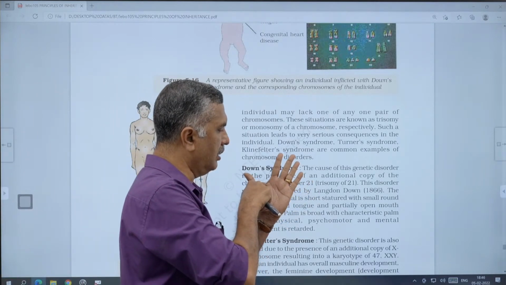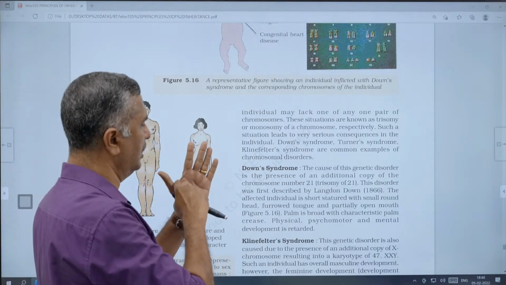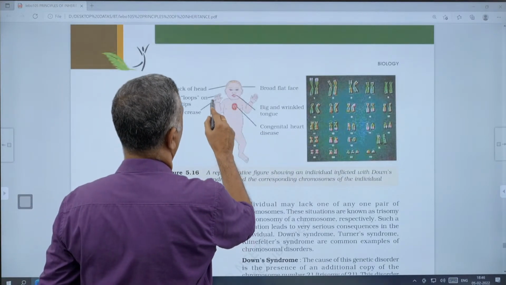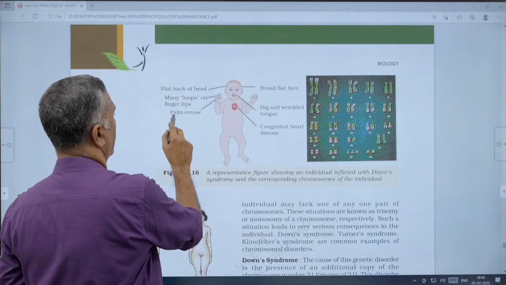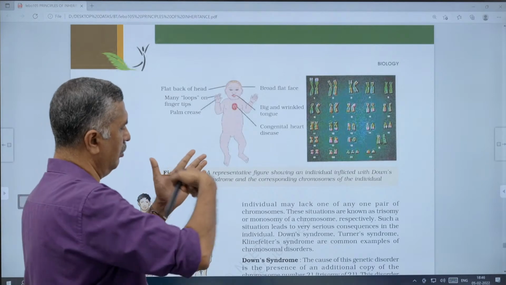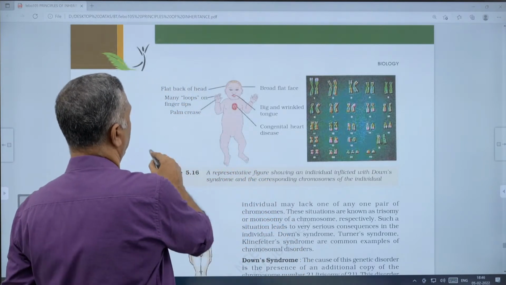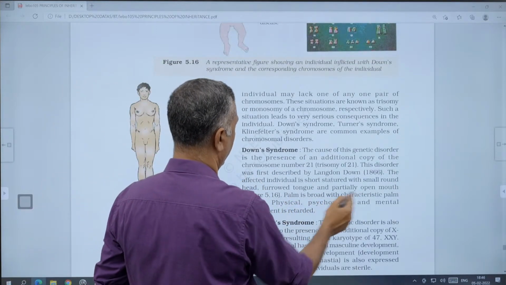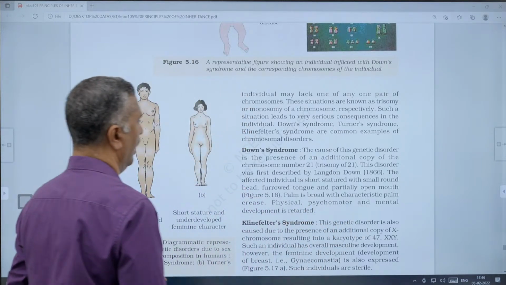The palm is broad with a characteristic palm crease. There is only a single transverse palm line, which is the specific palm crease. Physical, psychomotor, and mental development is retarded.